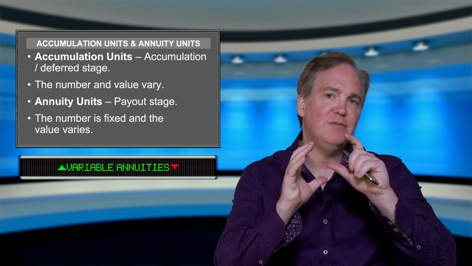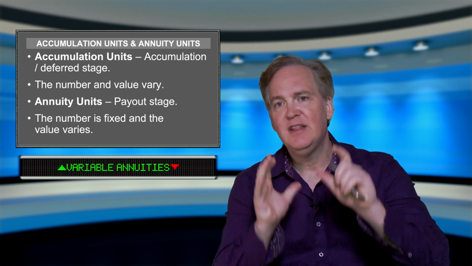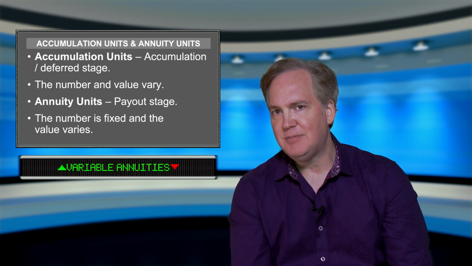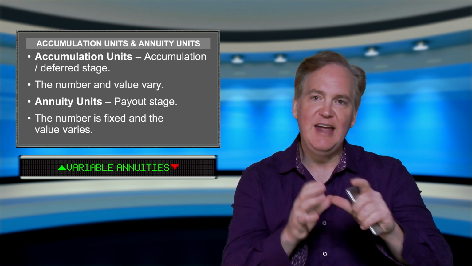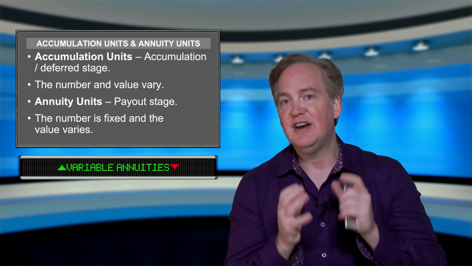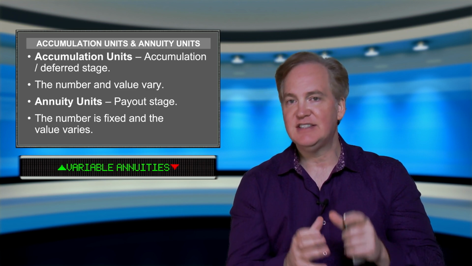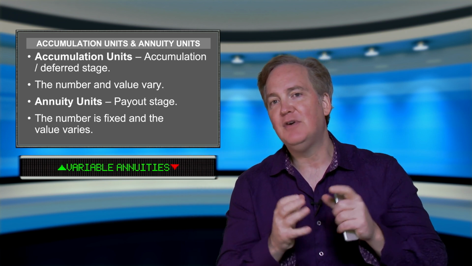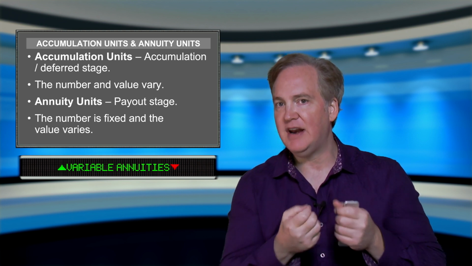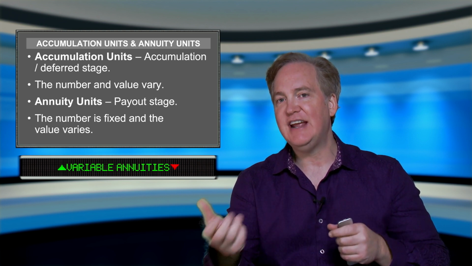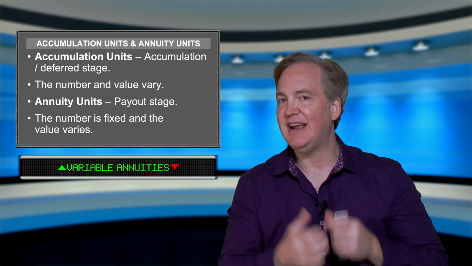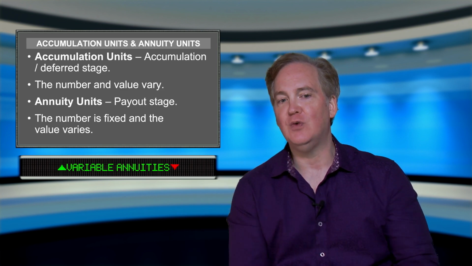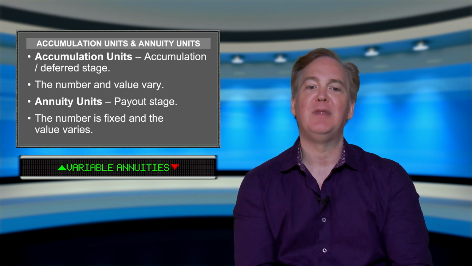So when you have a deferred annuity contract, the investor buys accumulation units. When an investor has a single payment immediate annuity, they purchase annuity units. The number is fixed. It does not change, and the value varies. It goes up and down. The number is fixed because now we're withdrawing money from the contract. We're taking those distributions and we're receiving them in a check. Therefore, the number remains fixed and the value goes up and down.